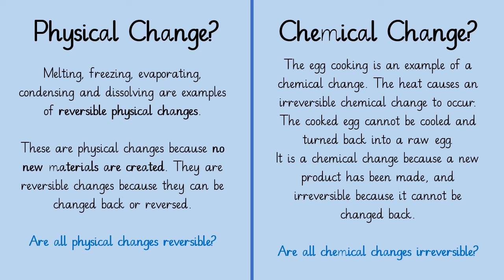Then we've got chemical changes, and that's what we'll be looking at today. The egg cooking is an example of a chemical change. The heat causes an irreversible chemical change to occur, and a new product is created. The cooked egg cannot be cooled and turned back into a raw egg. It is a chemical change because a new product has been made, and irreversible because it cannot be changed back. Something else to think about. Are all chemical changes irreversible?